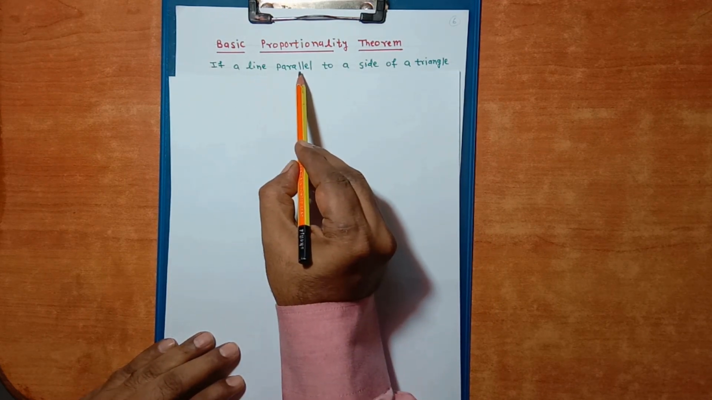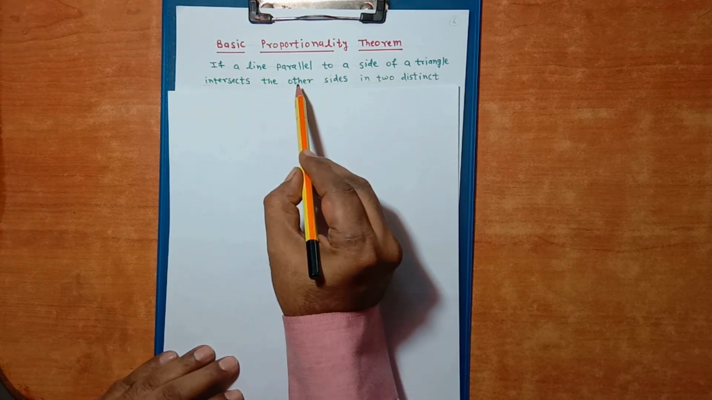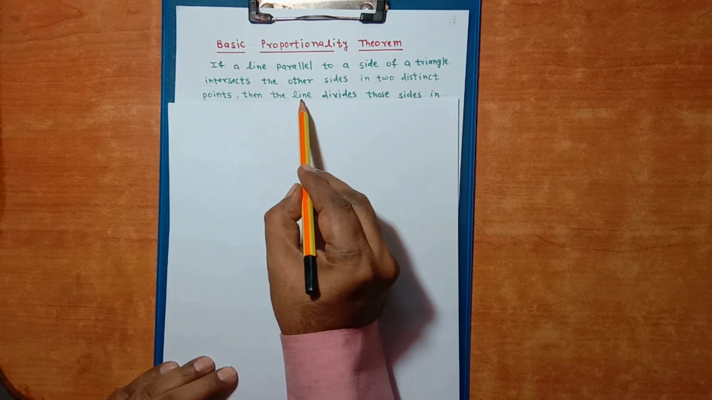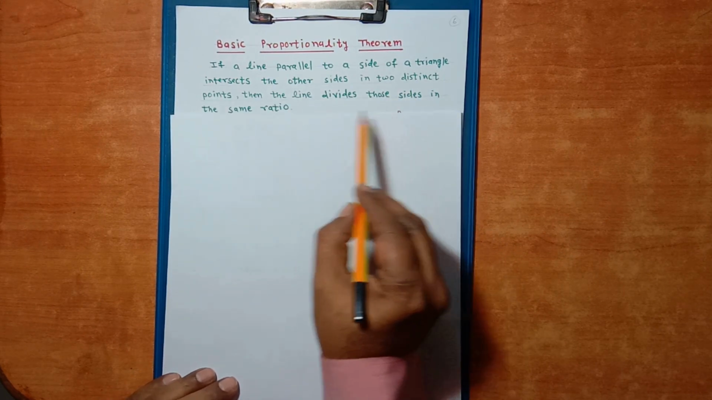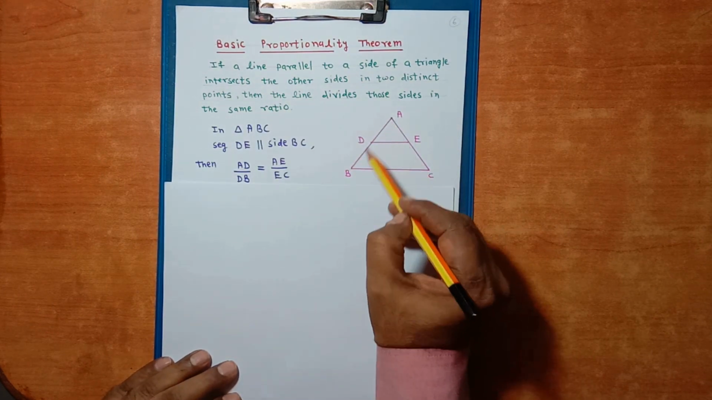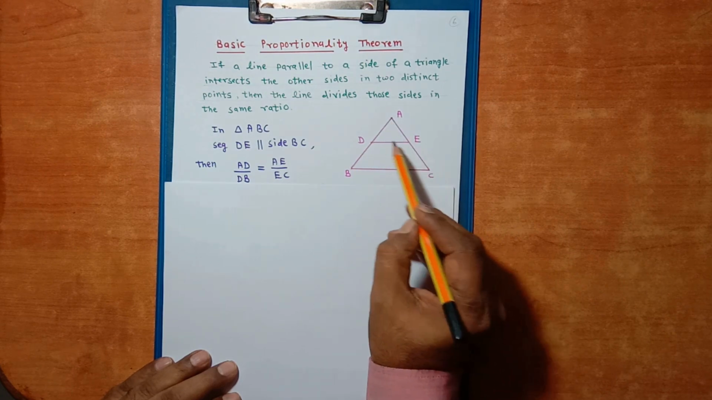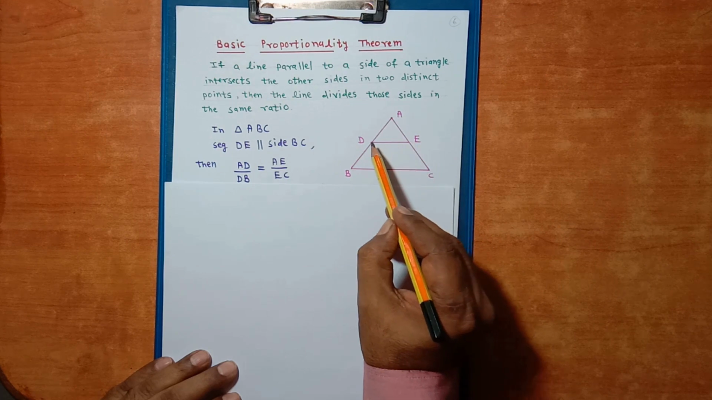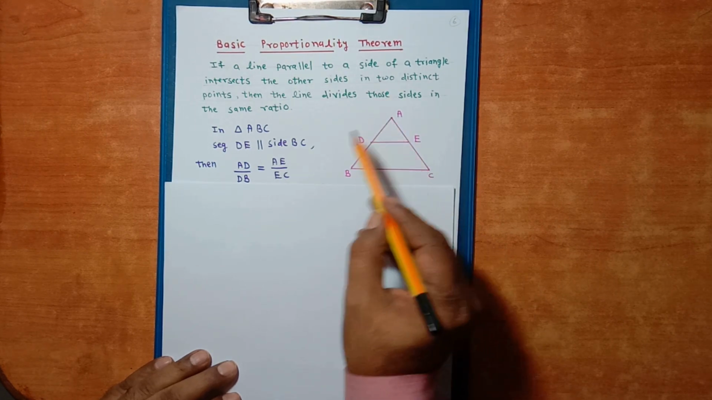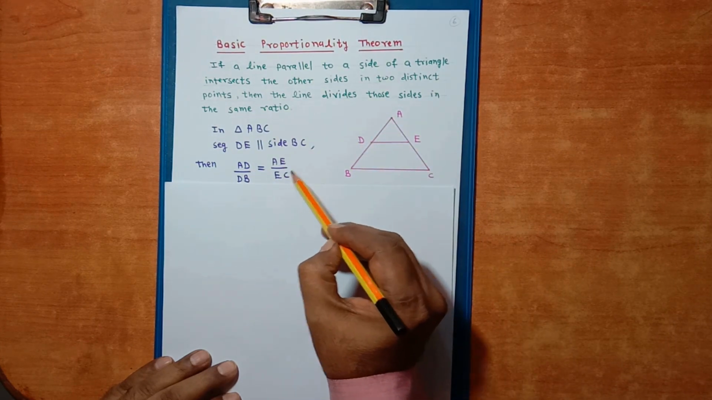If a line parallel to a side of a triangle intersects the other sides in two distinct points, then the line divides those sides in the same ratio. In triangle ABC, segment DE intersects this triangle in points D and E, and segment DE is parallel to side BC. Then we get AD upon DB is equal to AE upon EC.